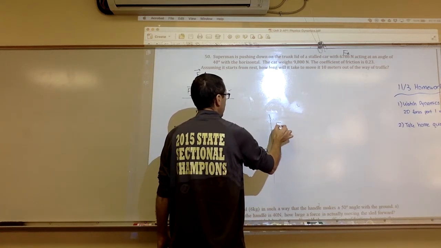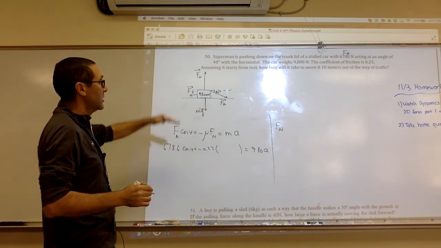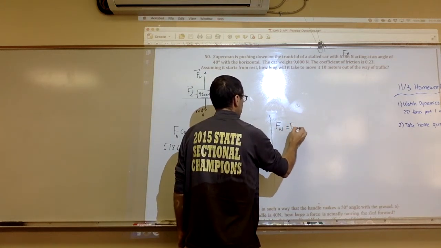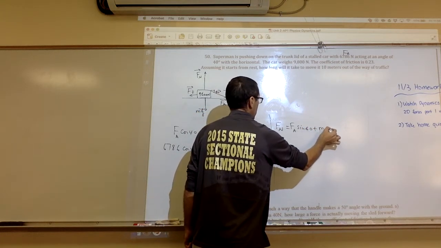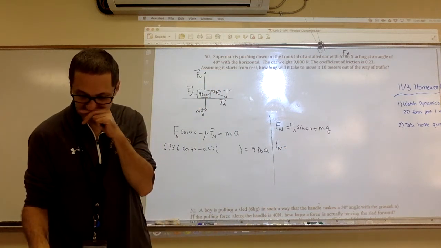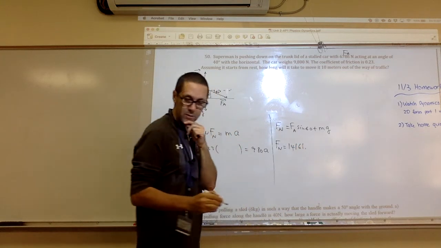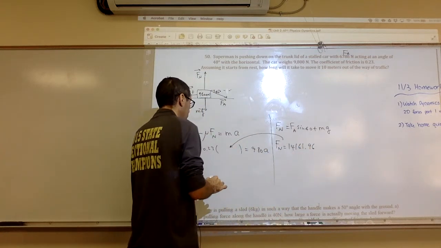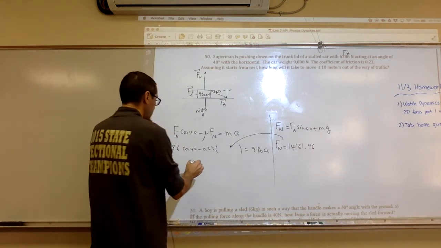So here I do Fn, forces acting up equals forces acting down because the object is not moving vertically, equals Fa sine of 40 plus mg. And if you do this correctly, you should get an Fn that's equal to 141,061.96. So you take that, put it in here, and you should get an acceleration equal to 1.98.